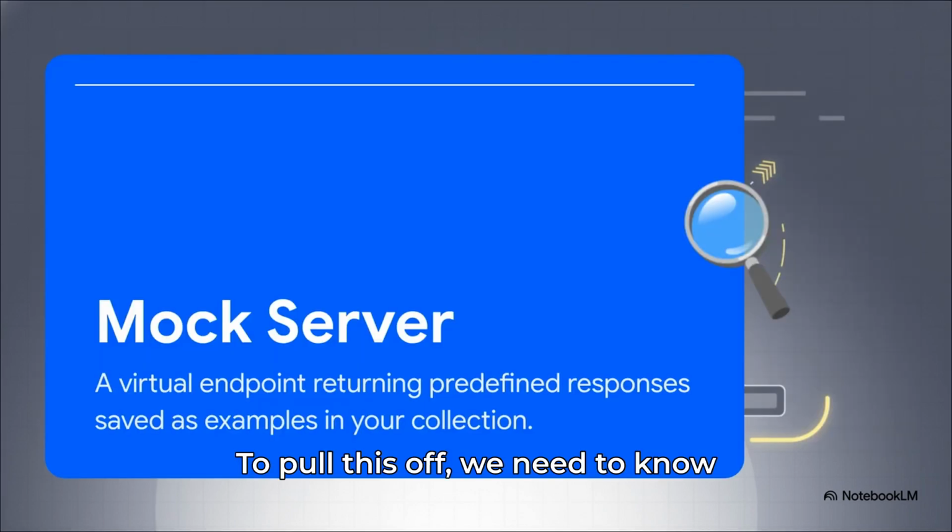To pull this off, we need to know exactly what we're building. A mock server is essentially a virtual stand-in for your backend, hosted entirely by Postman. When a request hits it, it interprets it, and rather than routing it to a real database, it spits back the exact data responses you dictate. These are responses you've already saved as examples right in your Postman collection. So your front-end testing chugs along seamlessly, totally oblivious to the fact that the real backend is actually offline.